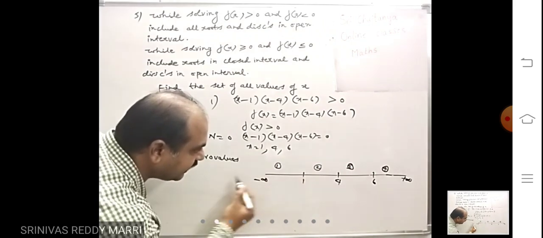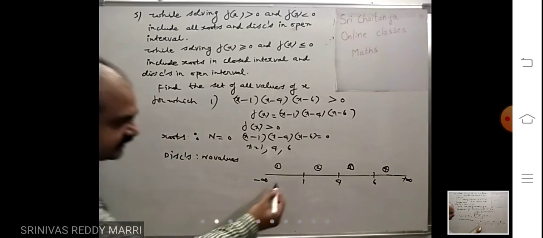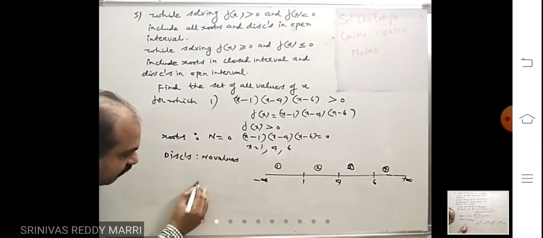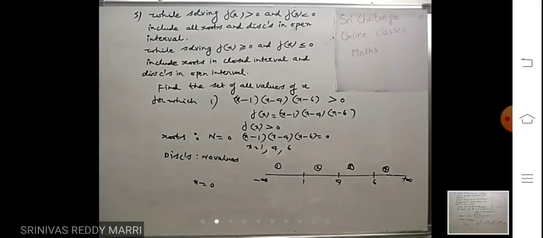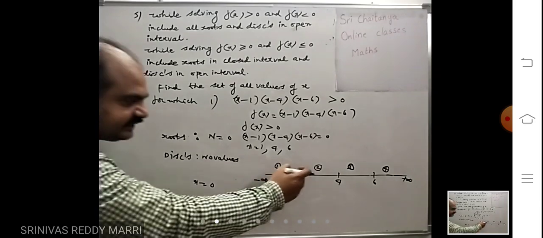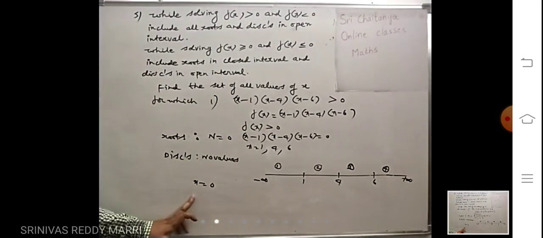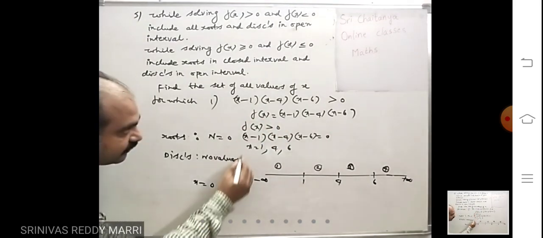In this interval, you take any one value you like. These are all less than 1. I am taking x equal to 0. Less than 1 means 0 will be there. Any value you take in this interval, calculate f of x and check whether it is positive or negative.